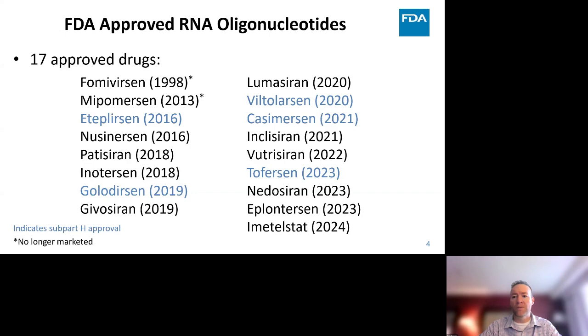Of these 17 approvals, 11 of these have been for single-stranded antisense oligonucleotides, and 6 of these have been for double-stranded siRNAs, as noted by the -siran suffix here. Two of these are no longer marketed, and a number of these have been approved under conditional approval pending confirmatory evidence in the post-marketing space.